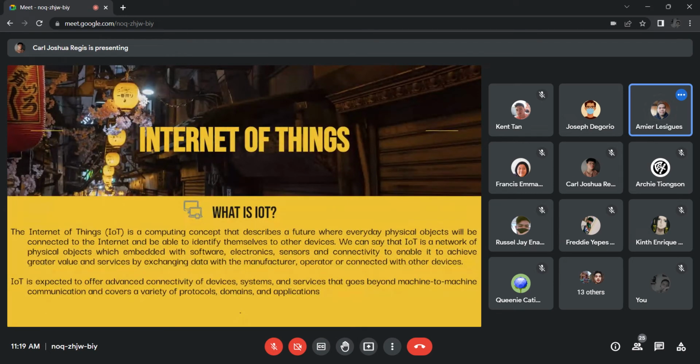We can say that IoT is a network of physical objects which are embedded with software, electronics, sensors, and connectivity to enable it to achieve greater value and services by exchanging data with the manufacturer, operator, and connected with other devices. IoT is expected to offer advanced connectivity of devices, systems, and services that goes beyond machine-to-machine communication and covers a variety of protocols, domains, and applications.